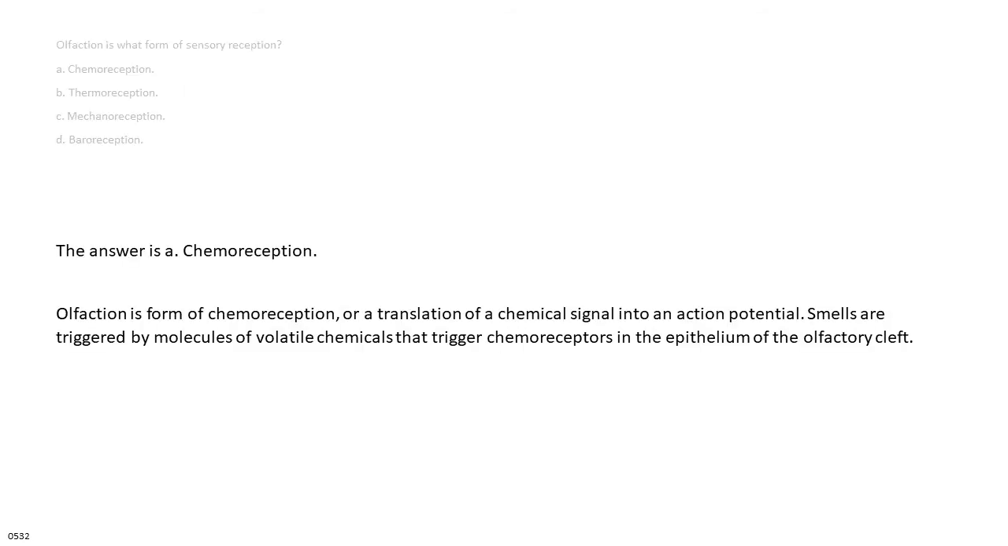The answer is A. Chemoreception. Olfaction is a form of chemoreception, or a translation of a chemical signal into an action potential. Smells are triggered by molecules of volatile chemicals that trigger chemoreceptors in the epithelium of the olfactory cleft.